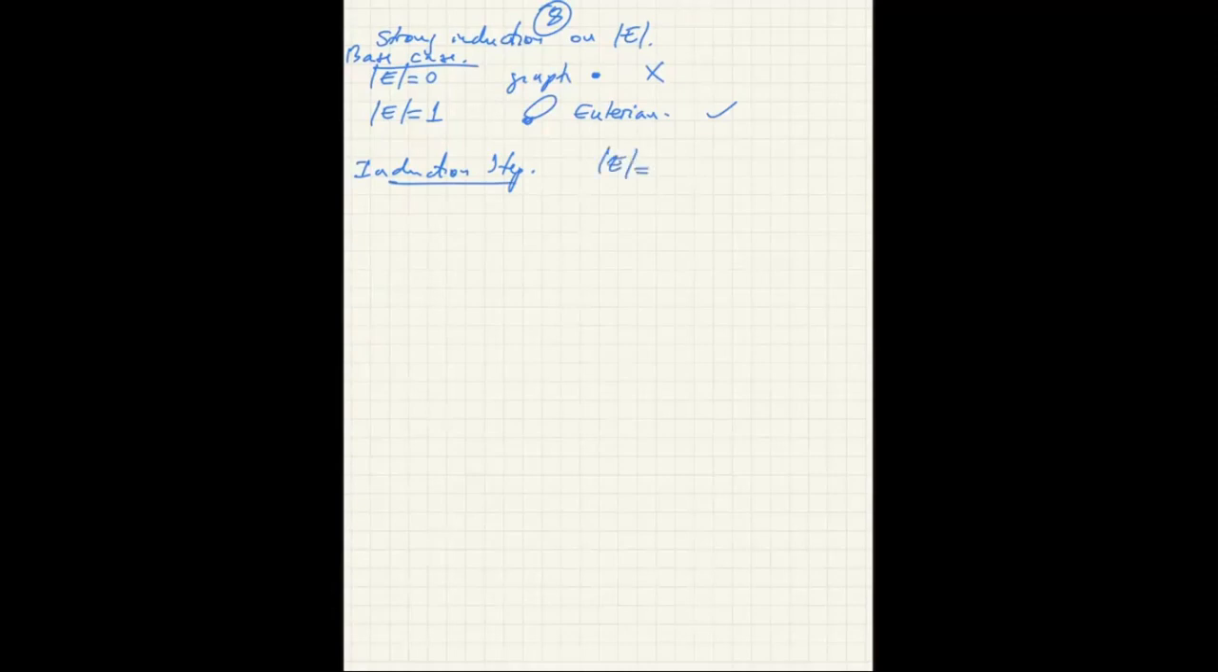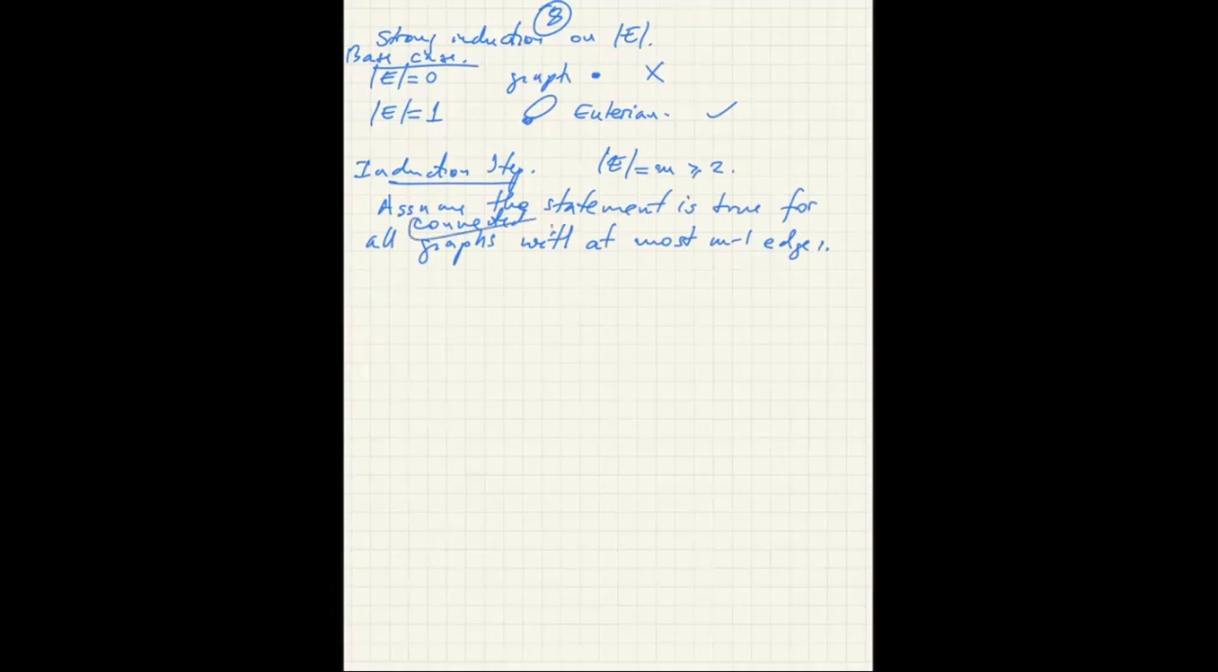assume the cardinality of E is M, which is greater or equal to 2, and assume the statement is true for all connected graphs with at most M minus 1 edges. Now, in our graph, because gamma is connected, that implies that the degree of each vertex x is greater or equal to 1 for every x in V.